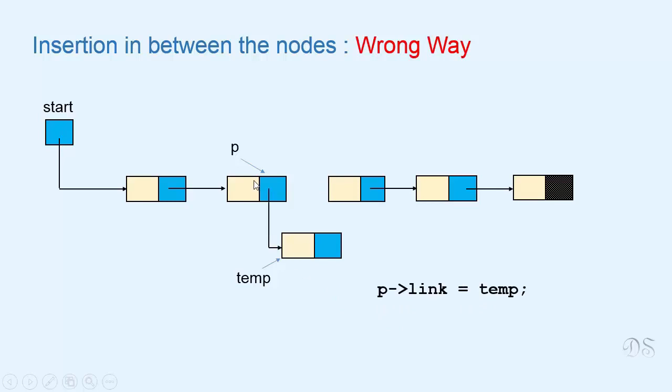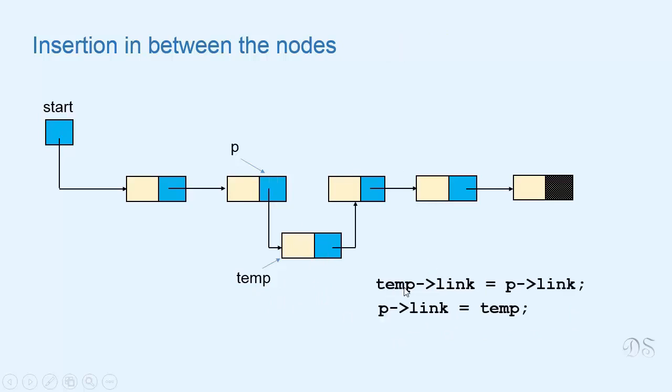So we can see that the link to this part of the list is broken. And now if we write temp link equal to p link, then this node will start pointing to itself. So this is the correct way to insert a new node in between the two nodes of the list.